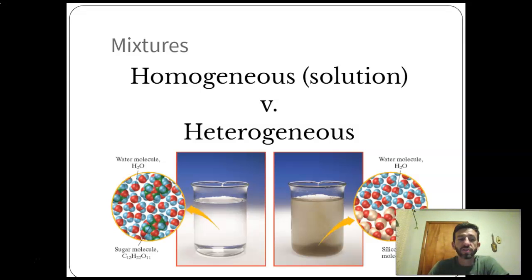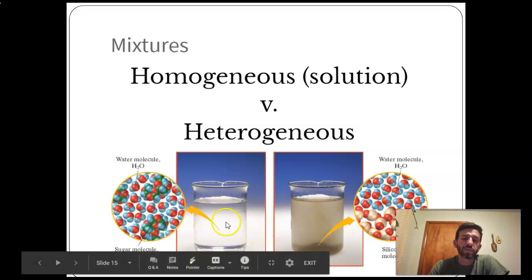All right, so mixtures. We can have homogeneous mixtures, which can also be called solutions. So homogeneous and solutions are synonymous terms. Or a heterogeneous mixture. In a homogeneous mixture, everything's pretty even all throughout. In a heterogeneous mixture, you can tell the different parts.